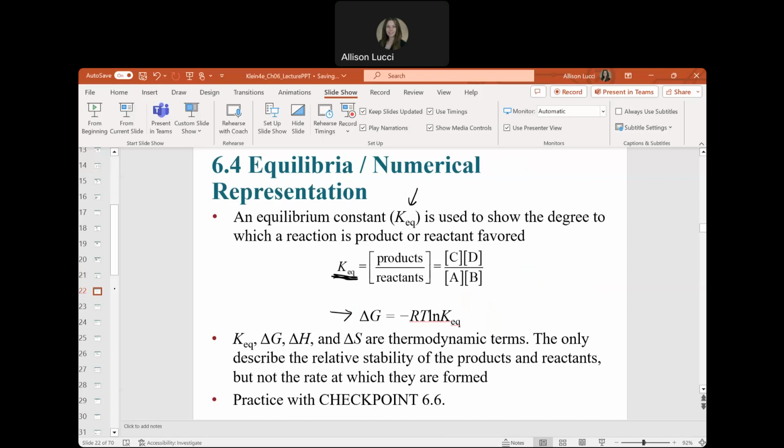There's also an equation listed here that relates delta G to the equilibrium constant. So this was used again back in general chemistry 2 when we did some thermodynamic calculations for delta G. But this semester, we really want to just focus on the fact that Keq, Gibbs, enthalpy, entropy, these are all thermodynamic terms. And these really only describe the relative stability, right? How stable our products and reactants are, and then the ratio in which they're formed once they reach equilibrium.